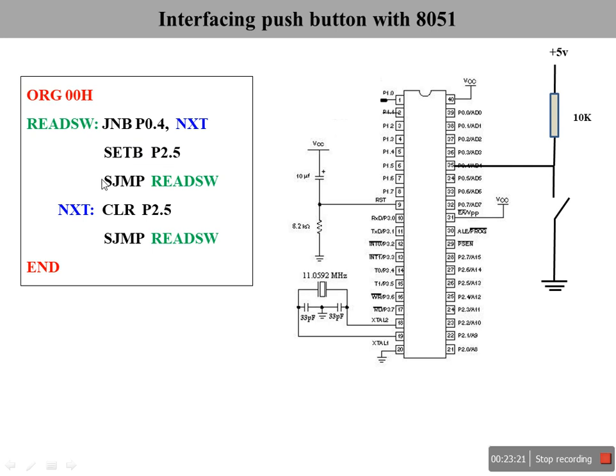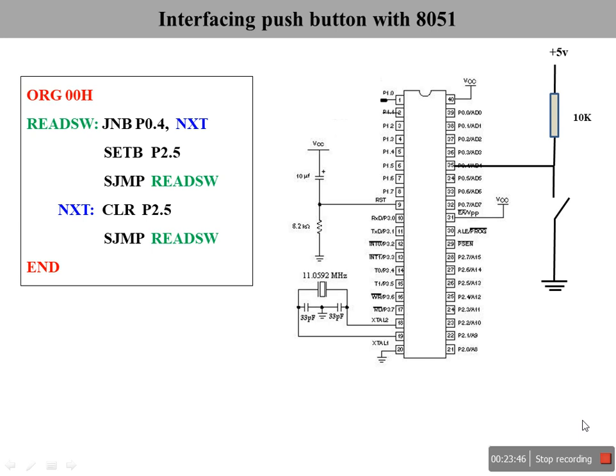So after executing this, again it goes to read switch, from here also read switch. So what happens? By checking this condition on fifth pin of port 0, the sixth pin of port 2 will be changing its state. If it is 1, it may be 0. If it is 0, it may be 1. So this is the logic of interfacing our push button to 8051.